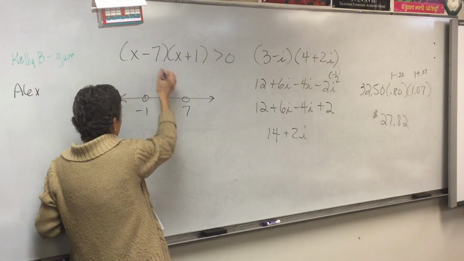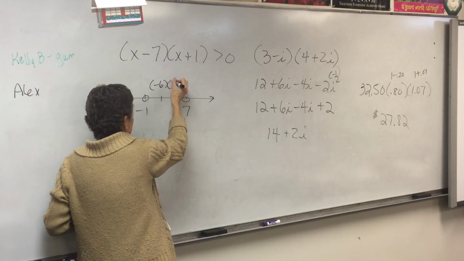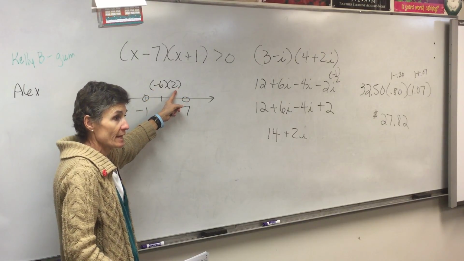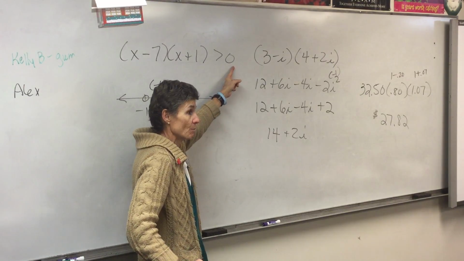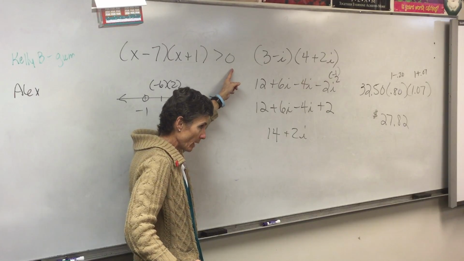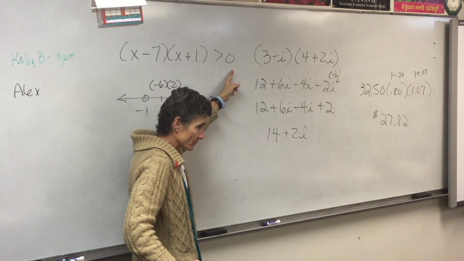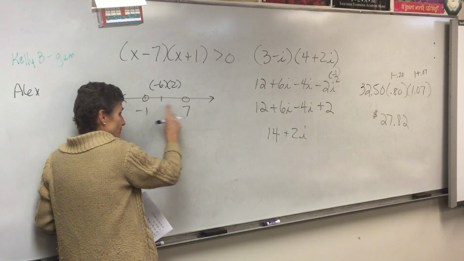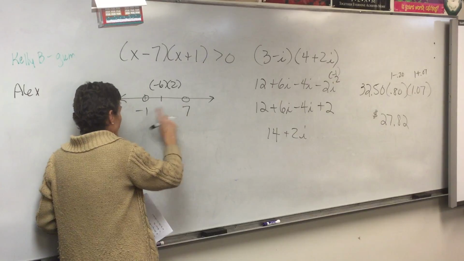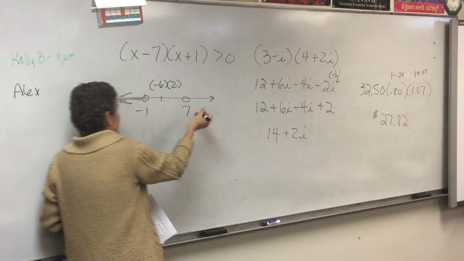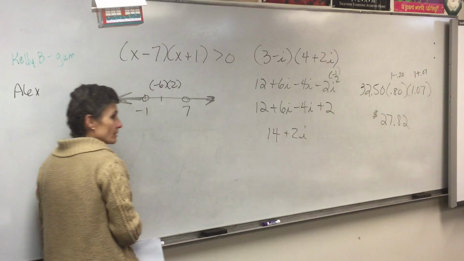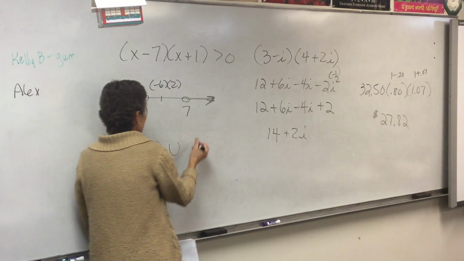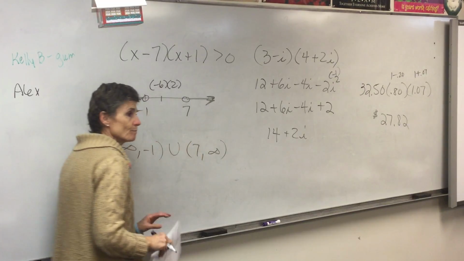If I put 1 in, I get -6 times 2. What is -6 times 2? -12. Is -12 bigger than 0? No. So that means these don't work. That number I picked in there did not work. So this must work and that must work. So your answer is everything from -infinity to -1, or everything from 7 to infinity.